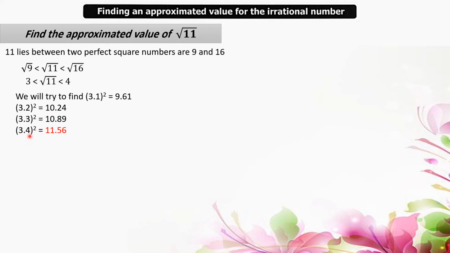Then root 11 lies between 3.3 and 3.4, because the number 11 lies between 10.89 and 11.56. Then the result will be root 11 lies between 3.3 and 3.4. Then the approximated value for root 11 is between 3.3 and 3.4. Another example.